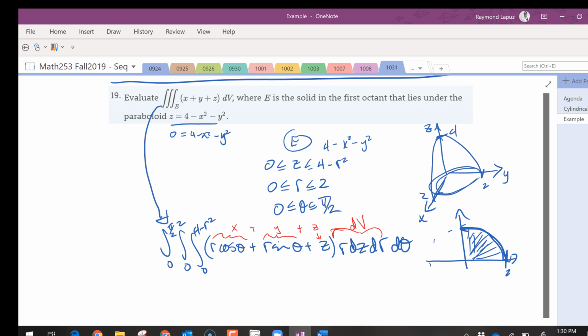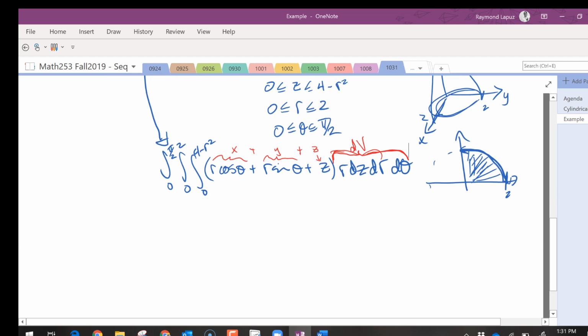It is. I just didn't give myself enough room for dV. It comes as a package. Okay. I invite you to integrate this in your own time. Let's move on.